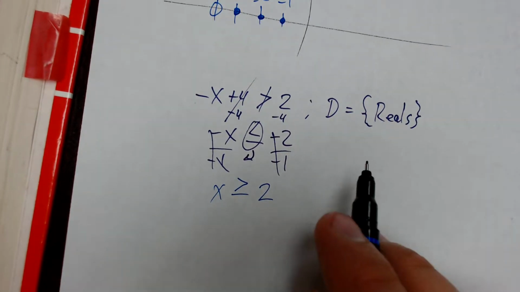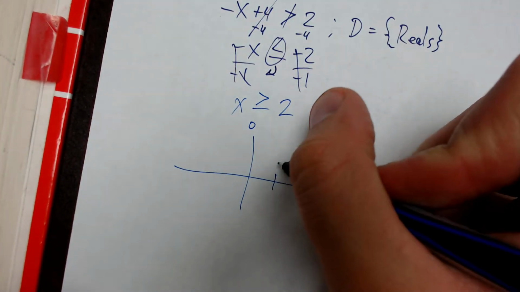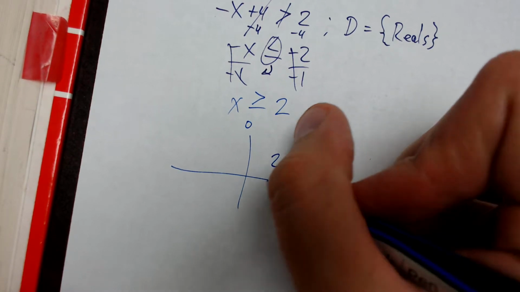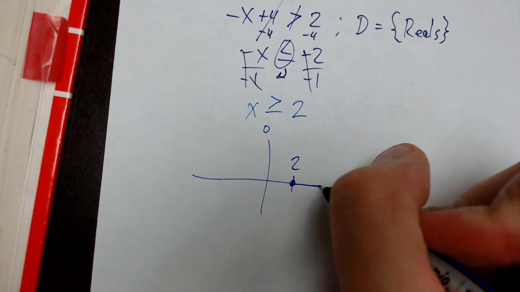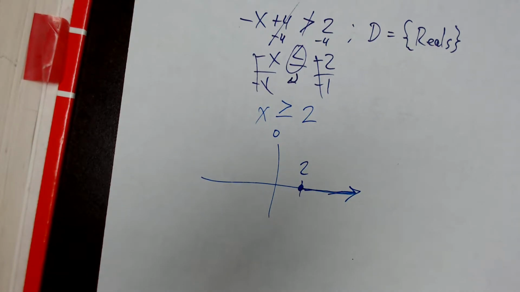All right, and then my domain is all real numbers. So I will draw my graph. I will go to +2. I'm going to draw a closed circle because it can be equal to it, and then a line and an arrow going to the right. All right, that's it for graphing inequalities.